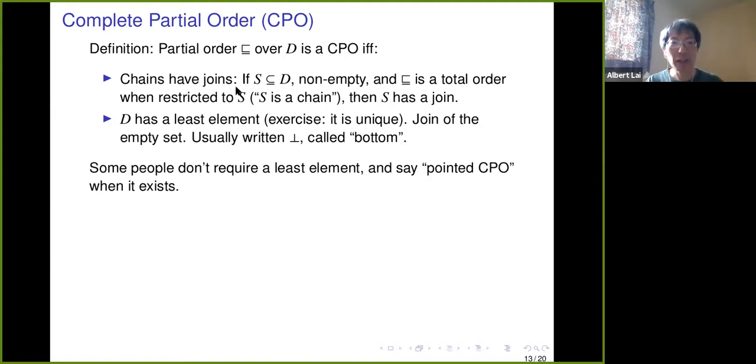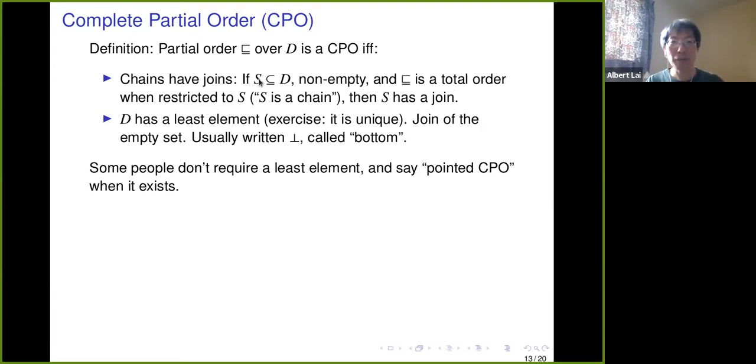But the interesting one is that every chain has a join. So what do I mean? Suppose you have a subset S of your D, and suppose this subset is non-empty, but the empty case is taken care of by the second clause. This second clause is usually written separately, because sometimes some people only want to think about non-empty subsets and don't want to worry about a least element. Some people like to, and some people don't, so we sometimes write these two separately, even though I know how to merge them into one single thing.